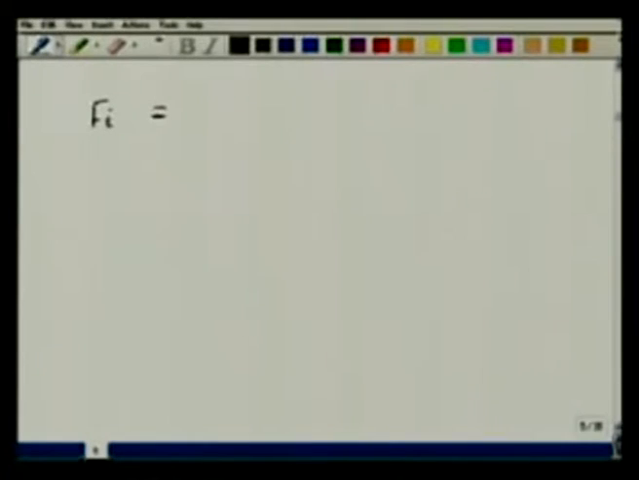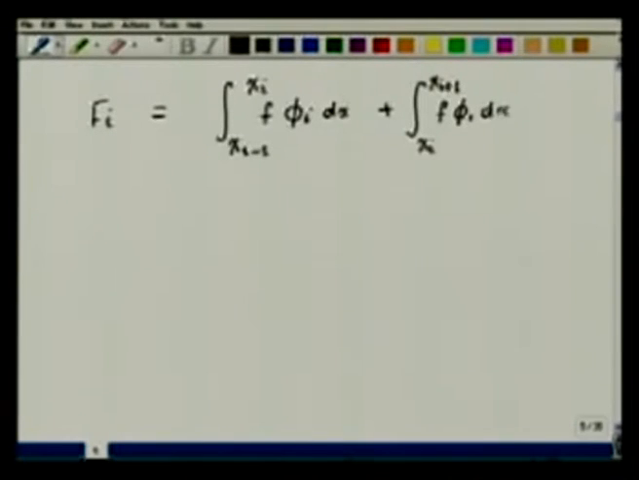Similarly, what will the fi be? That is the load vector. It will be equal to, because phi i is non-zero in the element i-1 and element i, the integral from x_{i-1} to x_i of f phi_i dx plus the integral from x_i to x_{i+1} of f phi_i dx. Now plus we have P phi_i at x equal to L for our model problem.